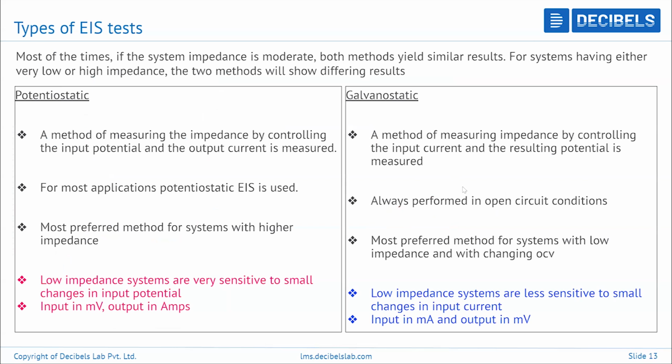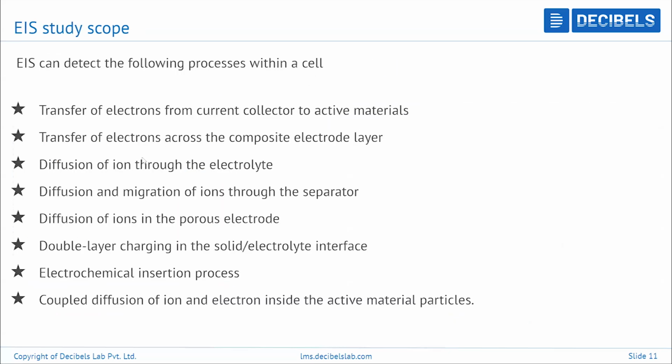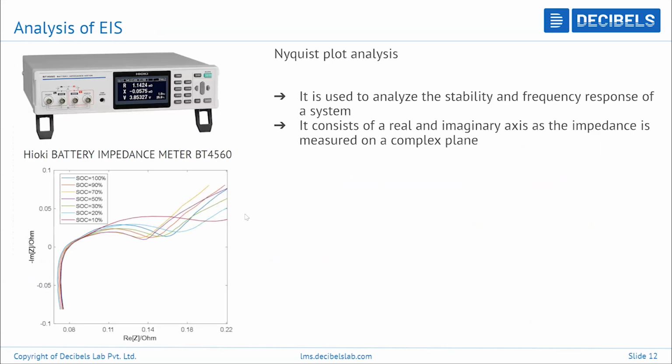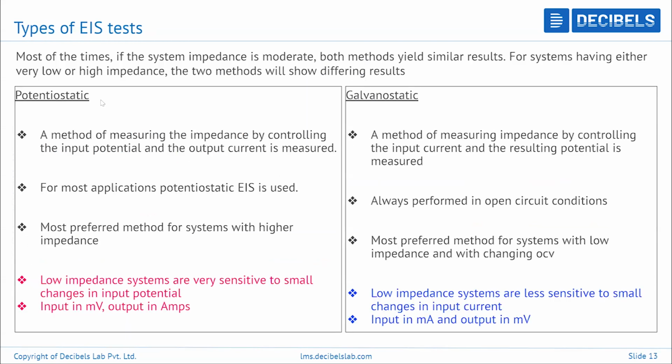This is about the types of tests. One is potentiostatic and the other galvanostatic. Here we were discussing the input, either the potential or the current, and we are going to see the output as either the current or the potential. The potentiostatic method measures impedance by controlling the input potential and measuring the output current. So you feed the potential and get current as output. That we call potentiostatic. In galvanostatic, you feed the current as an input and the resulting potential is what is measured.